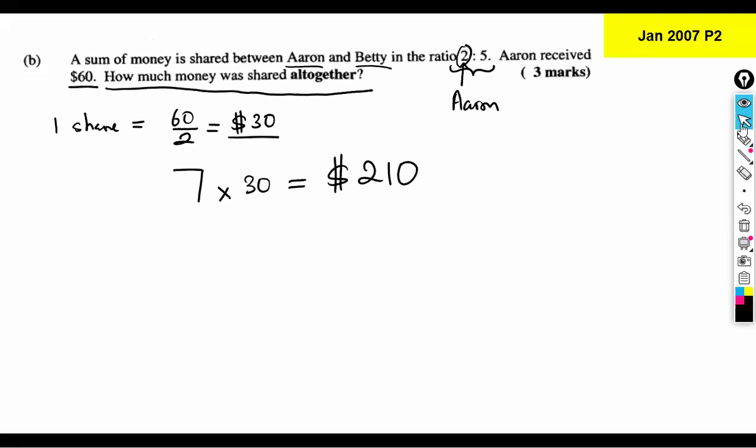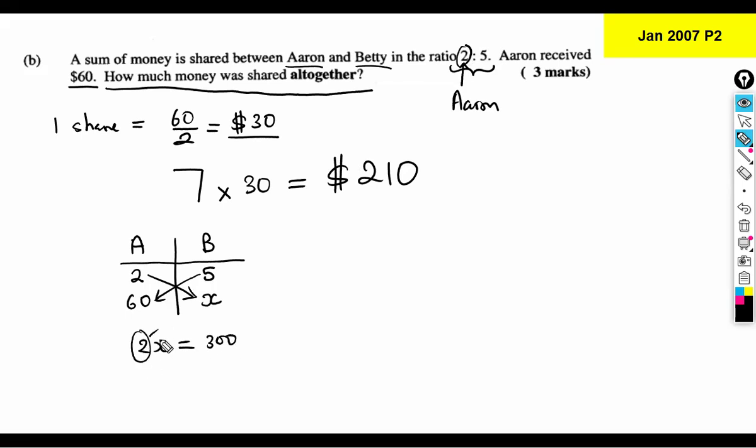Don't get me wrong, you could have used the little cross like this. Remember, it's 2 people, A for Aaron, and B for Betty. Aaron is 2 and Betty is 5. They gave you that. Aaron's share is 60. So you can calculate Betty's share like this. 2 by x is 2x, and 5 by 60 is 300. So if you divide it, you'll get 150. So that means Betty's share is 150.